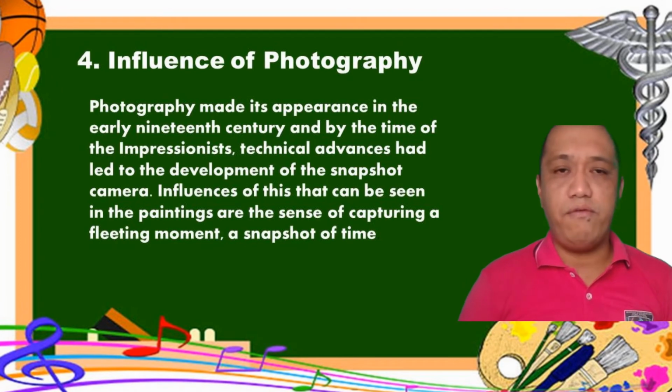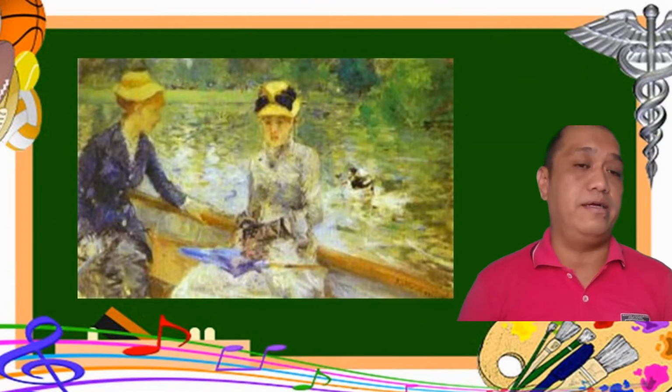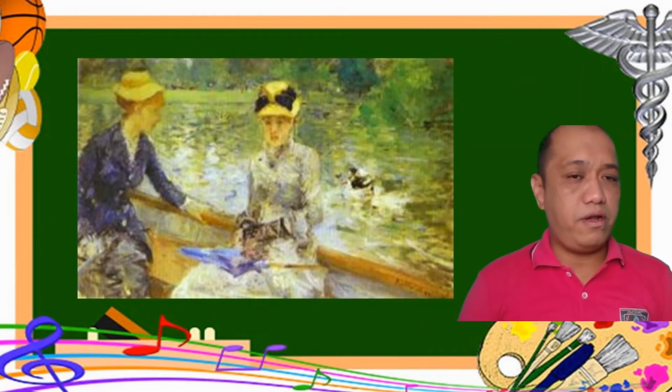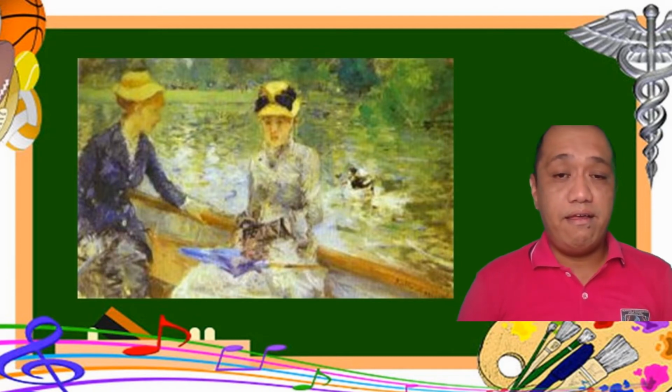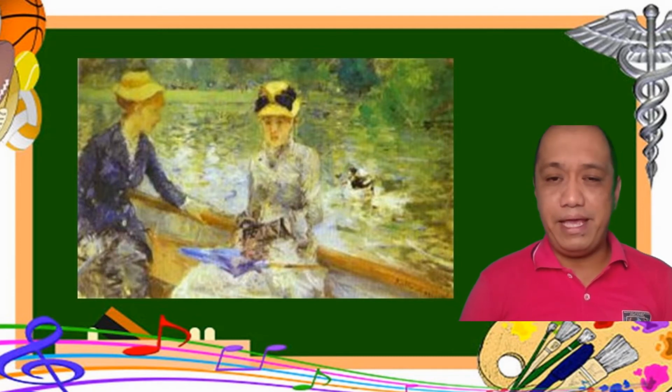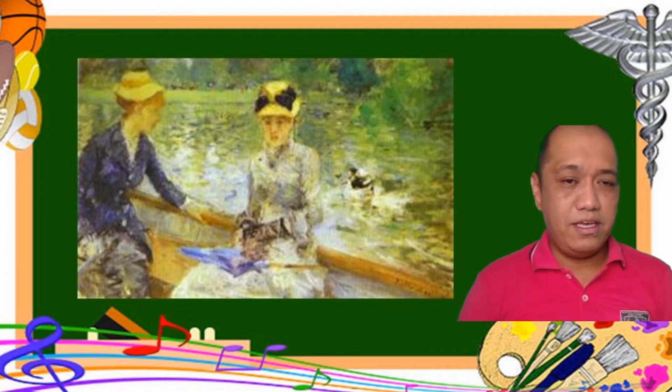It is also influenced by photography. As my example shows, photography made its appearance in the early 19th century. And by the time of the Impressionists, technical advances had led to the development of the snapshot camera. So this photography influenced the scenery or the painting of Impressionism. It captures a fleeting moment or a snapshot of time.